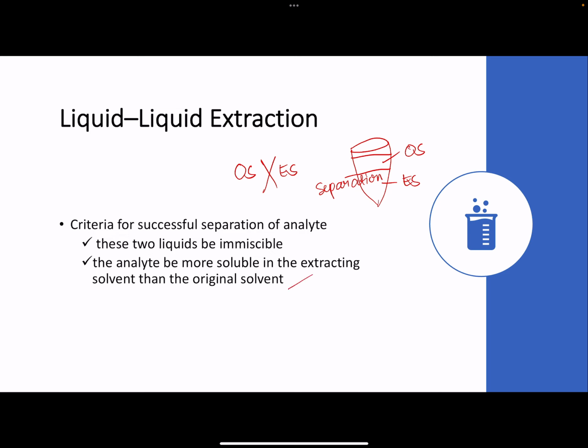Next, the analyte must be more soluble in the extracting solvent than the original solvent. Okay, sabi natin dito, yung analyte daw, dapat gusto niyang lumipat kay extraction solvent kaysa magstay kay original solvent. So again, two considerations. Number one, dapat hindi sila nagmi-mix. Number two, magkabaliktad, no? Yung analyte daw natin, mas gusto niyang lumipat kay extracting solvent kaysa magstay kay original solvent. Okay? In other words, or in Tagalog terms, dapat kaya siyang sulutin na extraction solvent.